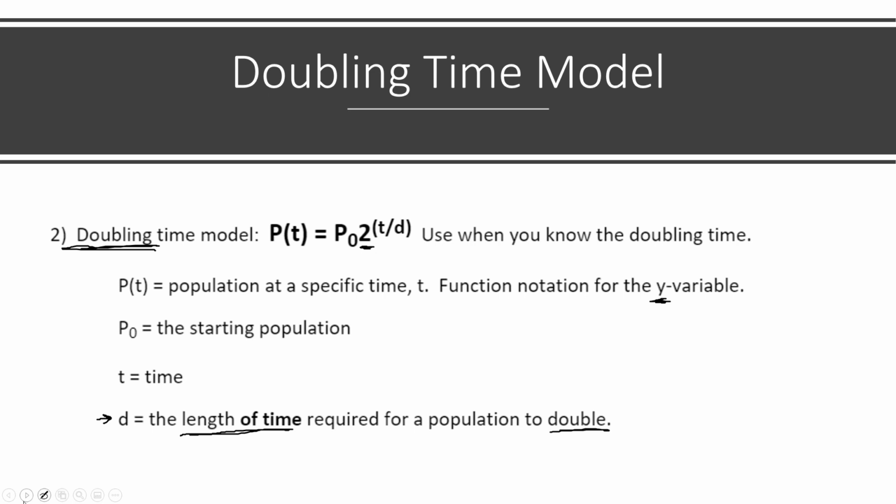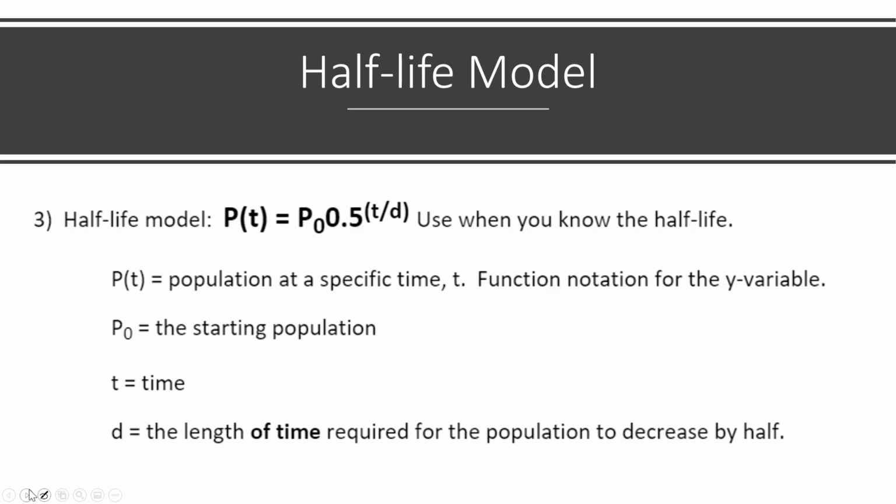Our next model is one that we use a lot in healthcare because it is the half-life model, and most meds give us a half-life. So highlight half-life, and we have the 0.5 in the middle here, which is the percentage for half, and so that's why they go together. The letters are the same. Here, the d, again, is a length of time, just like d was in the previous model, and specifically, it is the time to decrease by half, or you could think of d as the half-life.